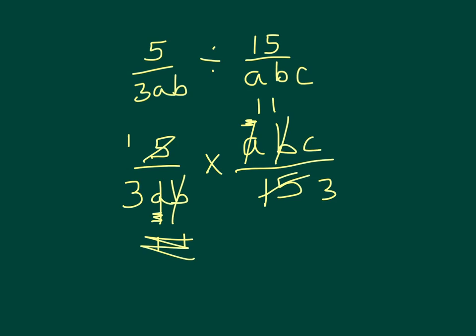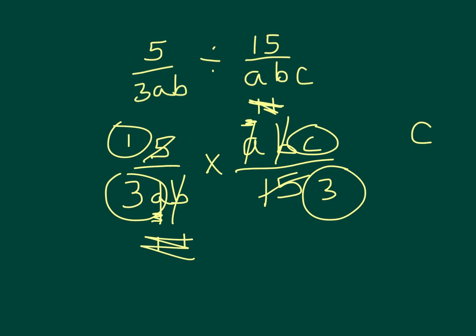So I just cross them out. So I'm left here with 1 in the numerators, 1 times C, which is C, and at the bottom I'm left with 3 times 3 is 9. So my answer to this would be C over 9.